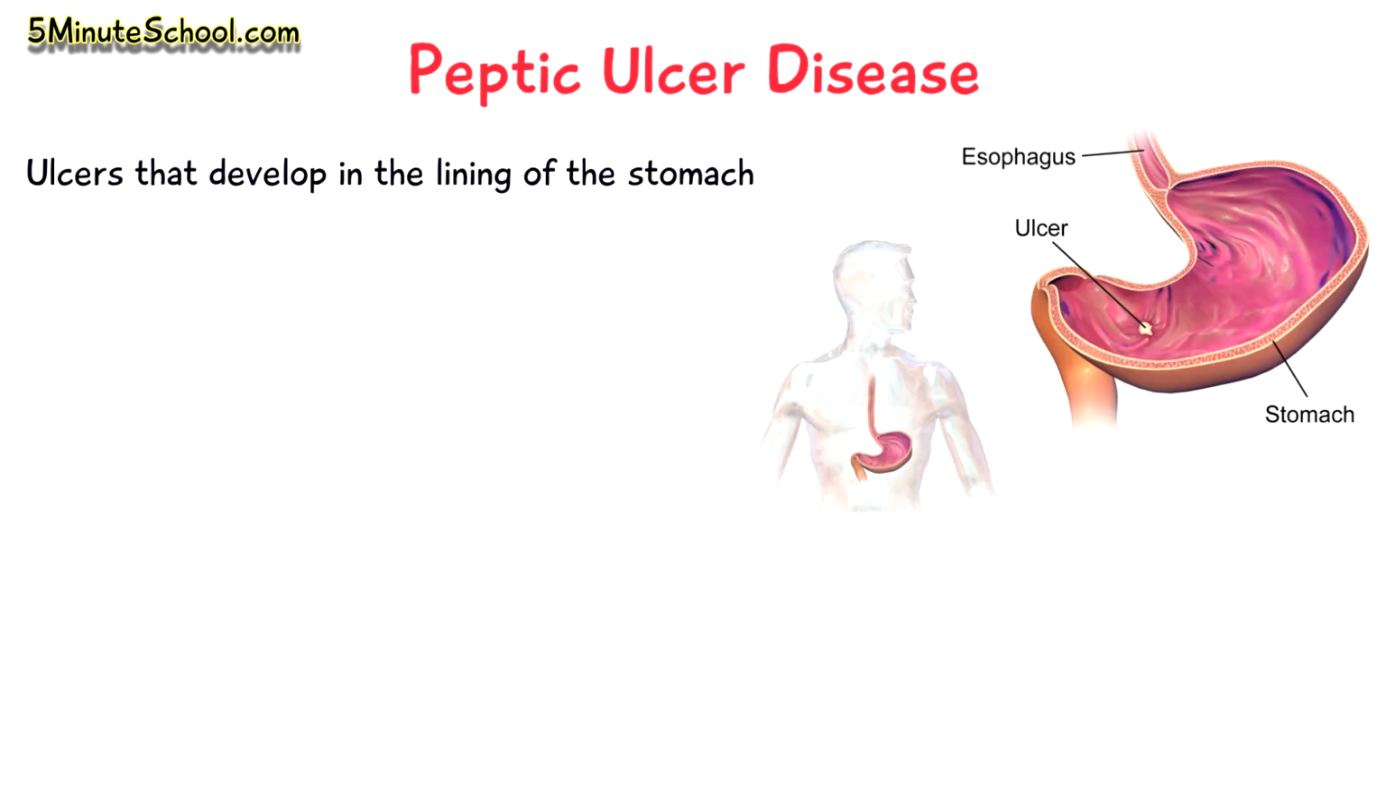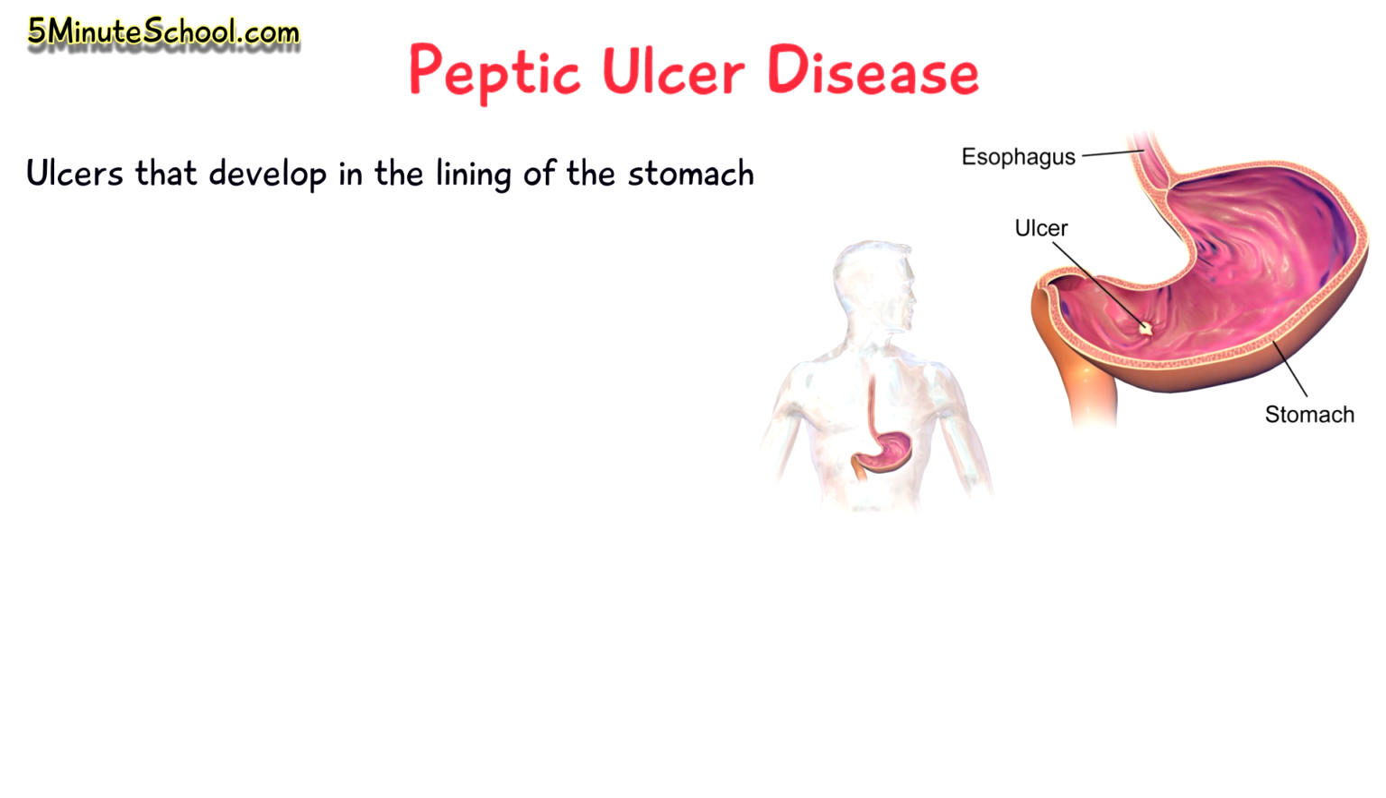Welcome to 5 Minute School, and in this video we're going to be talking about peptic ulcer disease. So this is a disease where ulcers develop in areas of the gastrointestinal tract or the digestive tract which are in high contact with the acidic gastric juice.